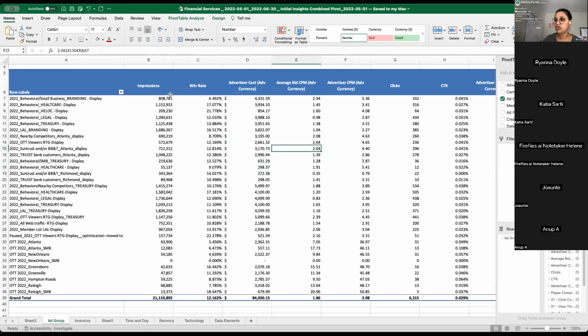So this is a financial service brand. Our goal is, I believe, a collective CPA of $25. And another thing that you want to understand is the difference in the conversions that we're tracking.